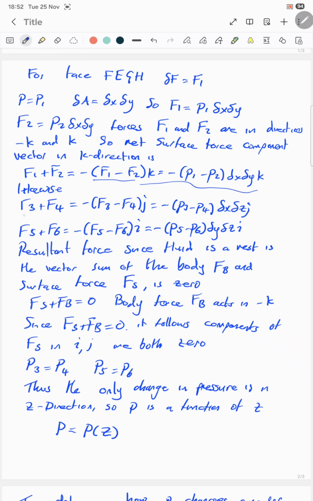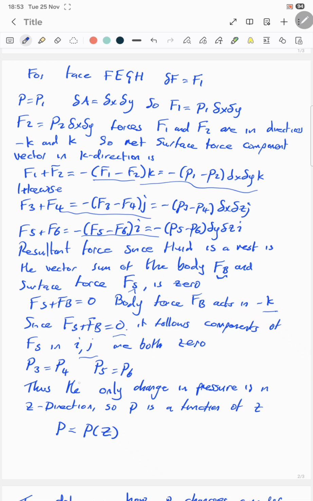And likewise we can take the sum of our F3 and F4 and F5 and F6 and so on. So the resultant force, since the fluid is at rest, is the vector sum of the body force Fb and the surface force Fs, which is 0. So Fs plus Fb equals 0. Body force Fb acts in the minus K direction. Since Fs plus Fb equals 0, it follows the components of Fs in I and J are both 0.